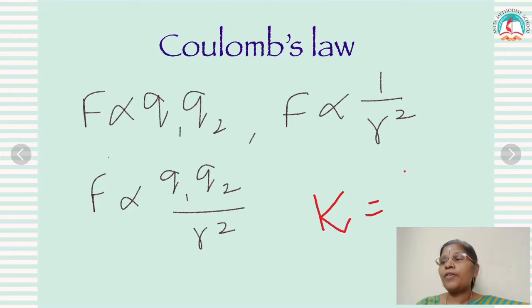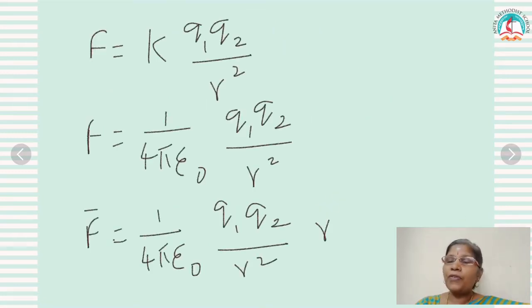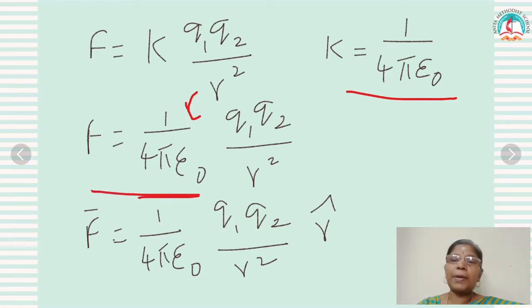What is the value of K? K value is equal to 1 by 4 pi epsilon 0. That is equal to 9 into 10 power 9. Substitute the value of K in this equation, then F is equal to 1 by 4 pi epsilon 0 Q1 Q2 divided by r square.